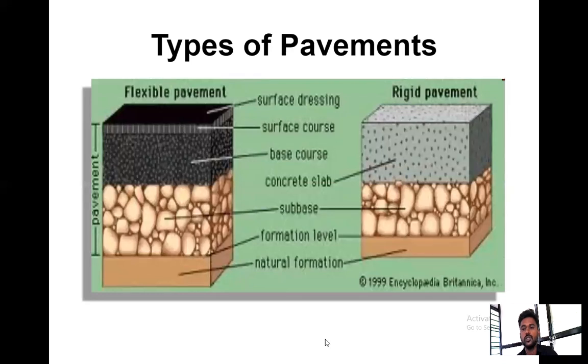See here, they have shown the typical diagram of the pavements. Please draw this diagram. Give the heading as types of pavements. One is the flexible pavement, second one is the rigid pavement.